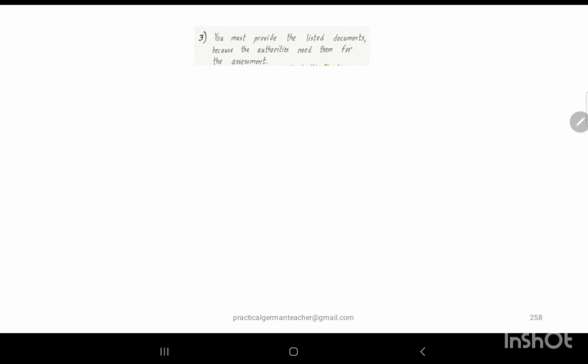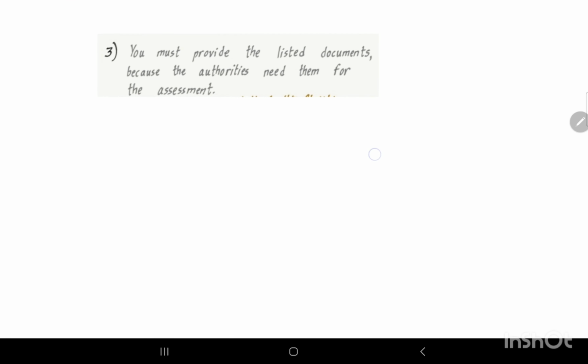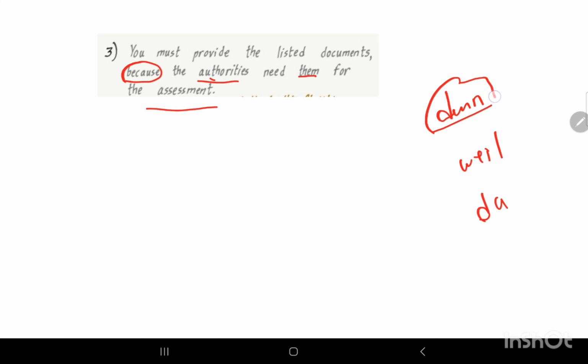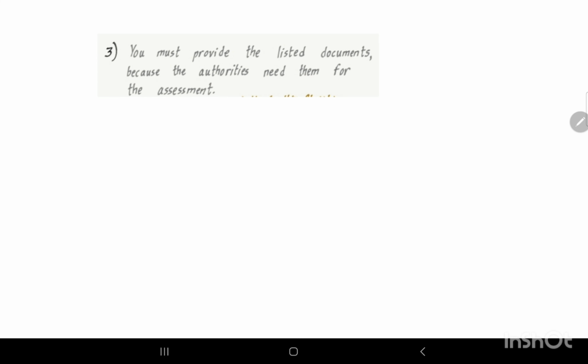All right, next sentence: you must provide the listed documents because the authorities need them for the assessment. Here you will have to use because. So if you happen to use denn, there will be no change in the syntax structure. But if you use weil or da, the conjugated verb will get pushed to the last position. Okay, if you want to ease your life, use denn. Okay, if you want to test your German knowledge, use weil and da. Now, just think, how can you say listed, how can you say documents, how can you say authorities? So you should know this, right?